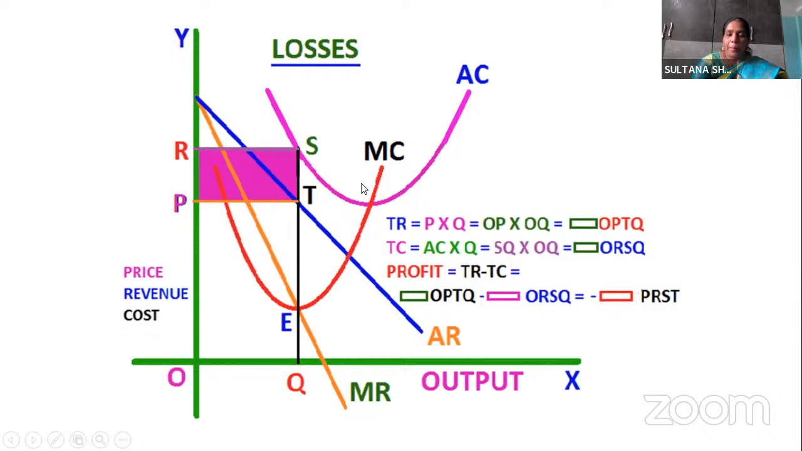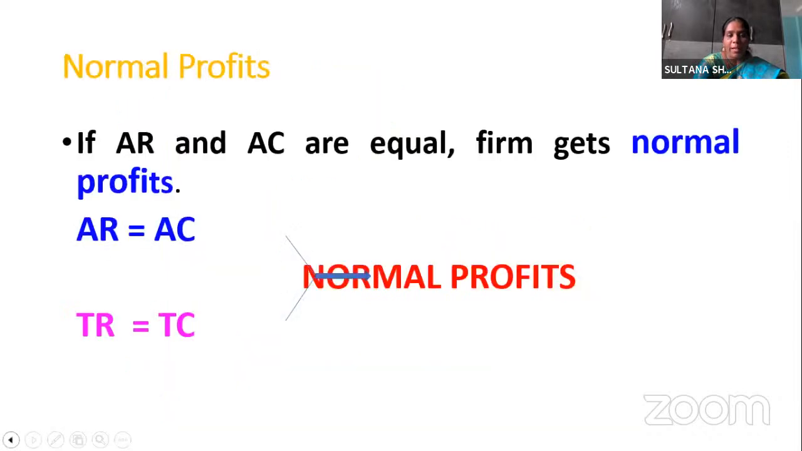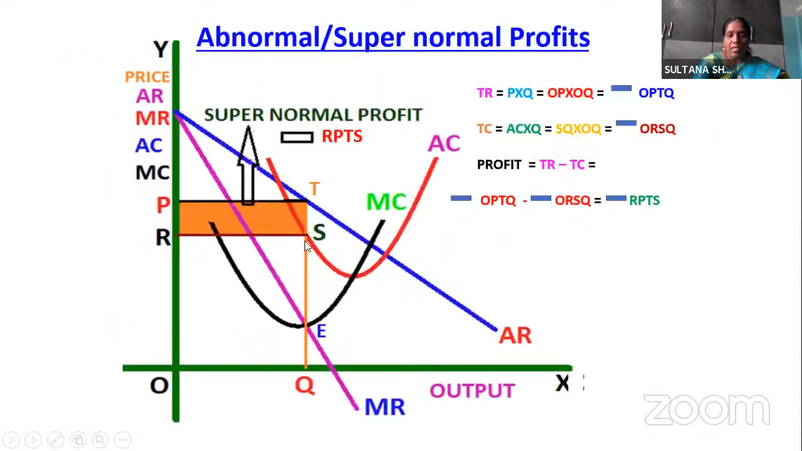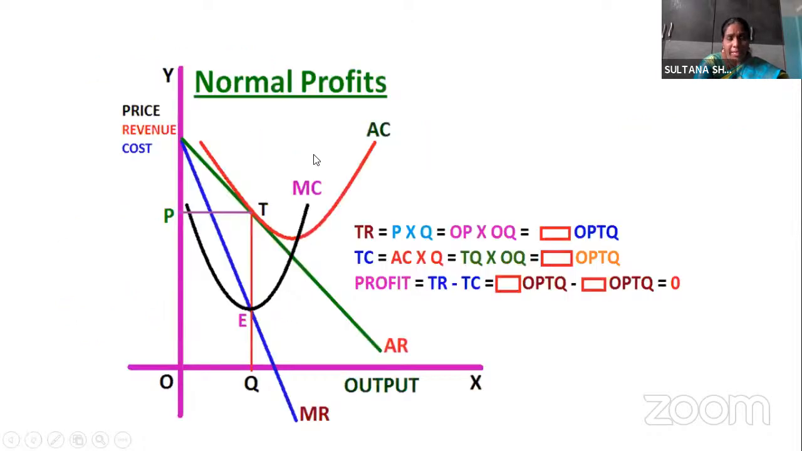So in the short run, a monopoly market may get profits, normal profits, or losses. We explained that in these three graphs. Once again, if you observe the first graph, second graph, and third graph, average cost is here and average revenue is here. It means average revenue is greater than average cost, so the firm is getting abnormal profits. Second one, normal profits. Here you can observe the graph.